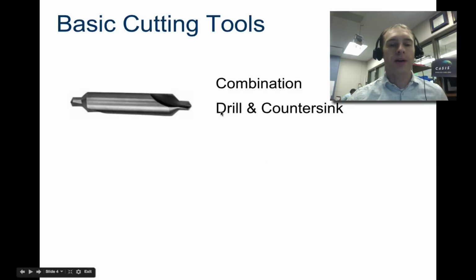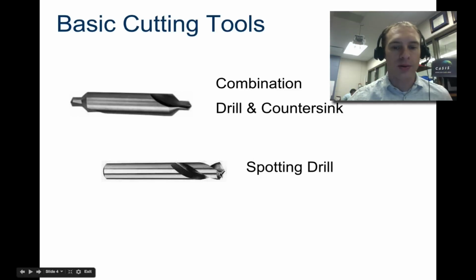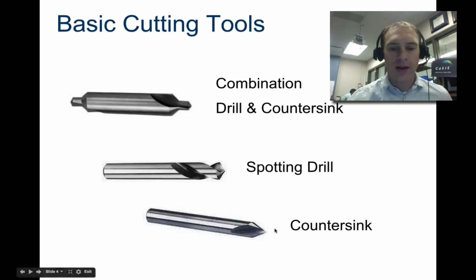Here's another example of one: combination drill countersink. This extra angle here gives it a countersunk, so it drills a hole and then it widens that hole right at the top so that a screw head will fit in there really nice. A spotting drill to drill straight down, and then another countersink drill, just a little different than this one.